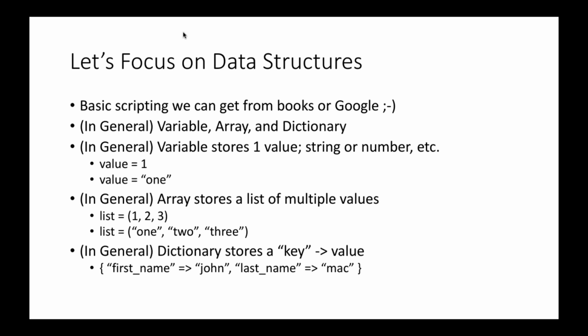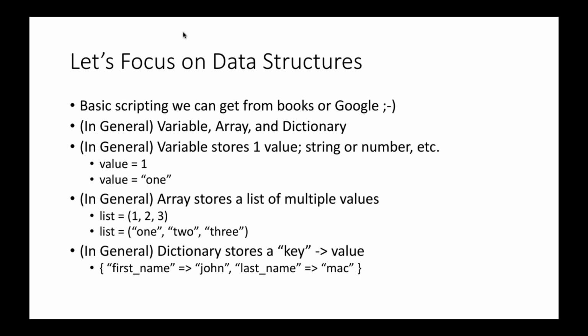And then finally, the third data structure to really look at is a dictionary, or a hash in some languages. And this is where you store a key and a value. A database record might be something that reminds you of this. I've got a key, let's say first name, and it's John, and then the last name is Mac. And so I can immediately refer to any of those values inside of the dictionary.